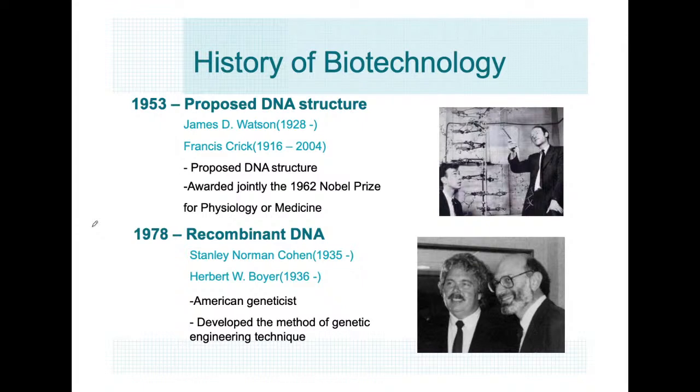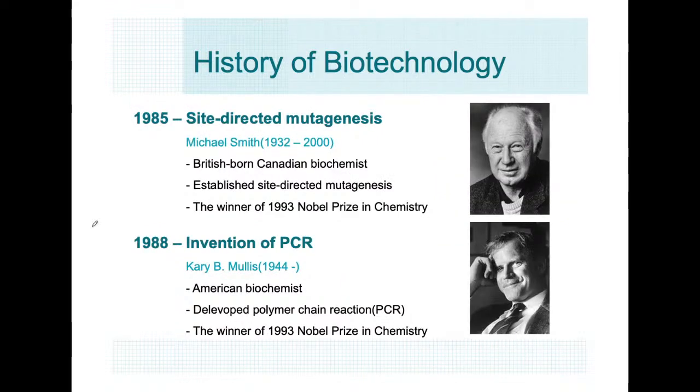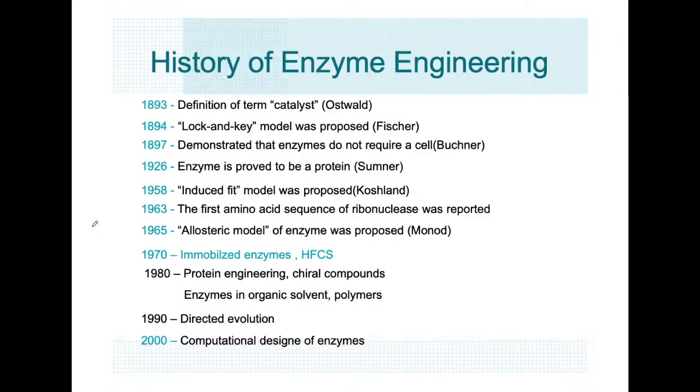Then recombinant DNA technology for genetic engineering techniques by the American geneticists Cohen and Boyer. Then site-directed mutagenesis by Michael Smith, a British-born Canadian biochemist who established site-directed mutagenesis and won the 1993 Nobel Prize in chemistry. Then PCR was discovered by Kary B. Mullis, an American biochemist who developed the polymerase chain reaction and won the 1993 Nobel Prize in chemistry.